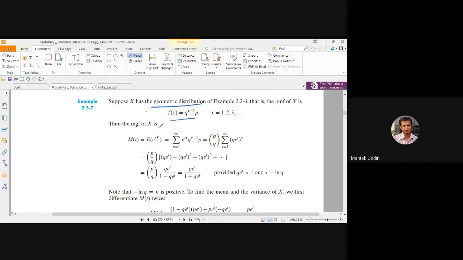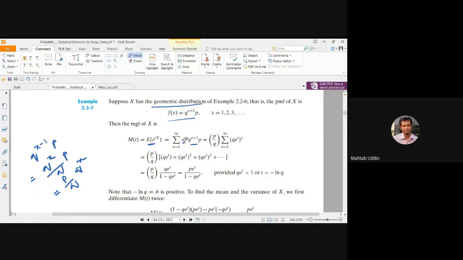Then the moment generating function is the expectation of e to the power tx, that is the sum of e to the power tx f(x). Then you can see q to the power x minus 1 p can be written as q to the power x divided by q, times p. That is, we can write here p by q, times q to the power x. Okay, p by q to the power tx.